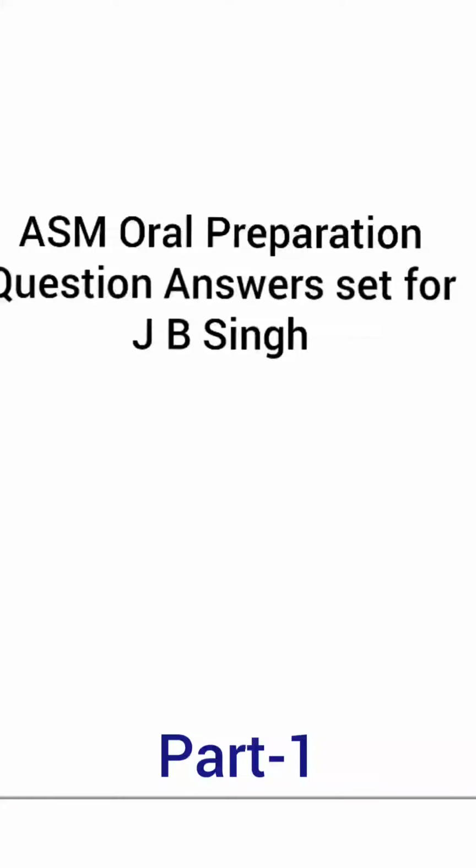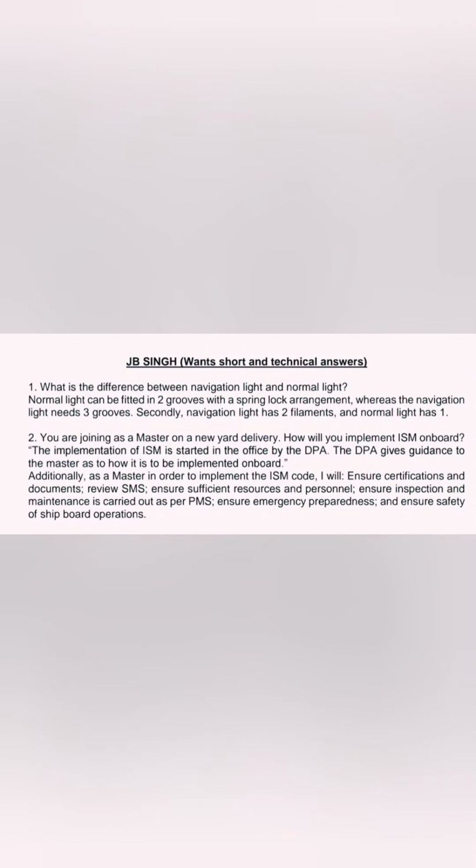Let's get started. JB Singh is a surveyor who likes short and technical answers. Question number 1. What is the difference between navigational light and normal light? The answer is normal light can be fitted in two grooves with spring lock arrangement, whereas navigational light needs three grooves. Secondly, navigational light has two filaments and normal light has one.